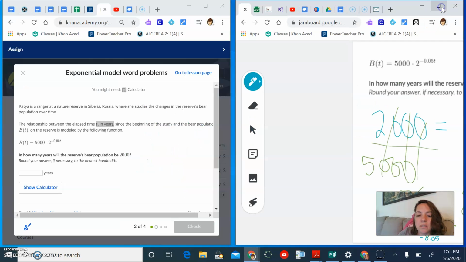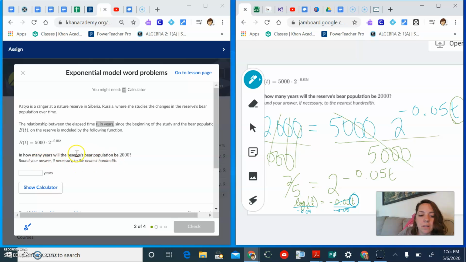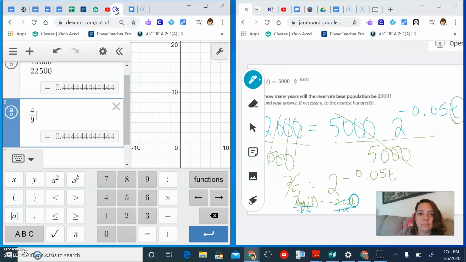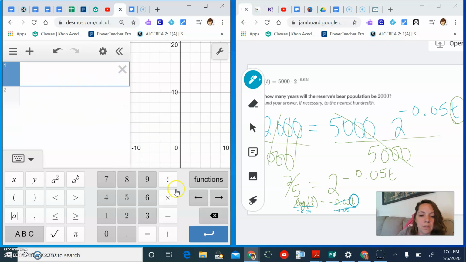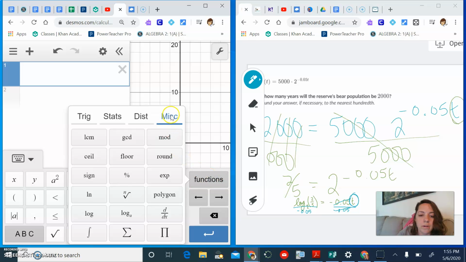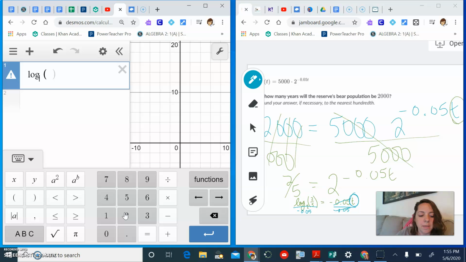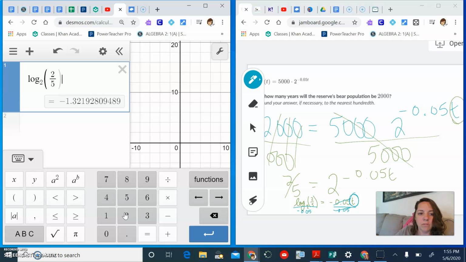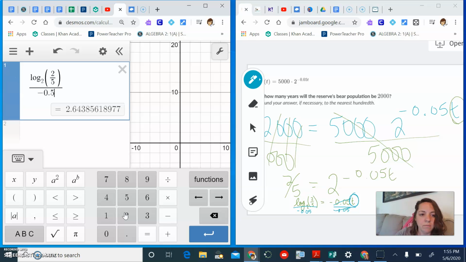So let's go over to the question and see how do they want the answer. Okay, they want me to actually plug it into the calculator, right? It's the nearest hundredth, which is 2 places. So I'm going to pull up my handy dandy calculator. And I am going to type in over here in miscellaneous log base 2 of 2 divided by 5. Then arrow out of that and divide it by negative 0.5. And hundredth. Hundredth means 2 places.